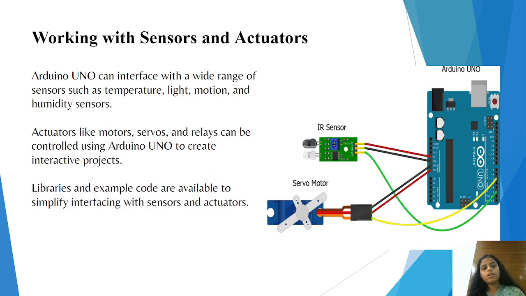Next, let's know what working with sensors and actuators looks like. Arduino UNO can interface with a wide range of sensors such as temperature, light, motion, and humidity sensors. Actuators like motors, servos, and relays can be controlled using Arduino UNO to create interactive projects. Libraries and example code are available to simplify interfacing with sensors and actuators. As we can see in this diagram, this is the IR sensor and this is the servo motor.